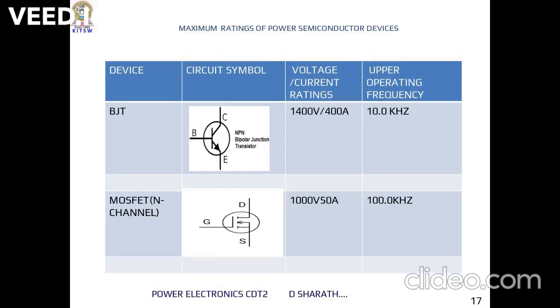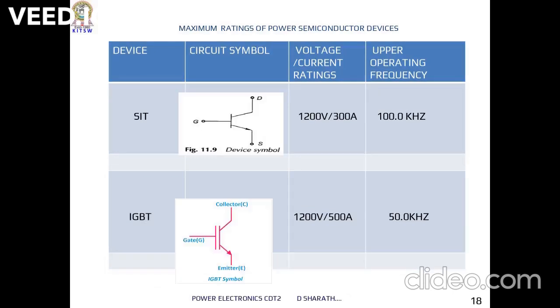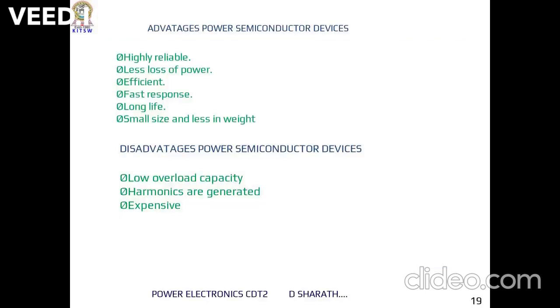Next, the transistor BJT, bipolar junction transistor. We have three terminals: emitter, base, collector, and its voltage rating is 1400 volts and current rating is 400 amperes. The operating frequency is 10 kilohertz. This is an N-channel MOSFET. We have three terminals: gate, source, drain, and the voltage rating is 1000 volts and current rating is 50 amps. Its operating frequency is very high, that is 50 kilohertz. Next is the SIT, with a voltage rating of 200 volts and current rating of 300 amperes. And next, IGBT, you have three terminals: emitter, gate, collector, and the voltage rating is 1200 volts, 500 amperes.